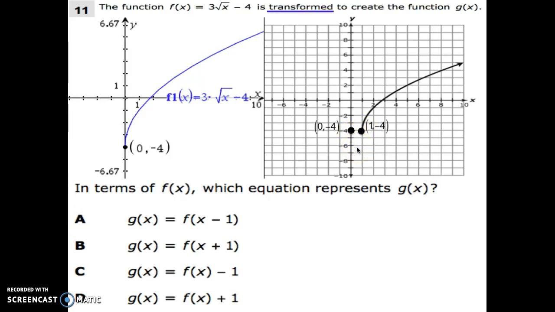When we think of transformation, that's like up, down, left, right. Okay, it went to the right 1 unit, and when you go to the right 1 unit, you want a negative on the inside of the parentheses. So I'm looking for the one that has a -1 because it's to the right 1 unit on the inside. So the correct answer here is A.